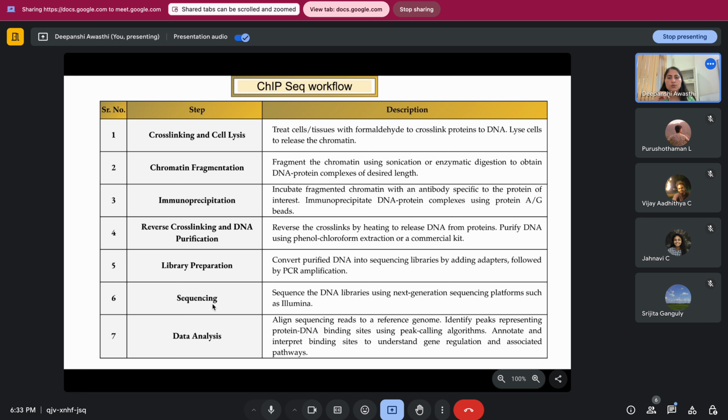Then you can do sequencing. For sequencing, you can use multiple methods. In this, they mentioned that Illumina is the most favored method. And then for the DNA analysis, you can align those sequenced reads to the reference and decide to which part of the genome it belongs. So this is all about ChIP-Seq.